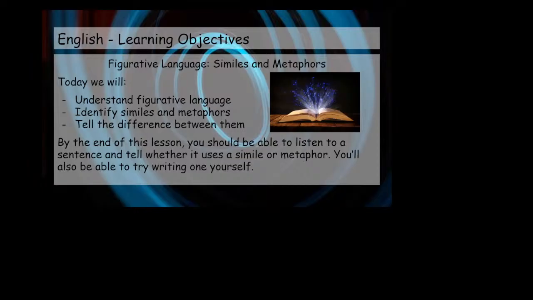Now we will be learning and understanding figurative language. We will identify similes and metaphors and tell the difference between them. By the end of this lesson, you should be able to listen to a sentence and tell whether it uses a simile or metaphor. You'll also be able to try writing one yourself. So we're transitioning into English if you haven't noticed. Similes and metaphors are types of figurative language, to clarify.